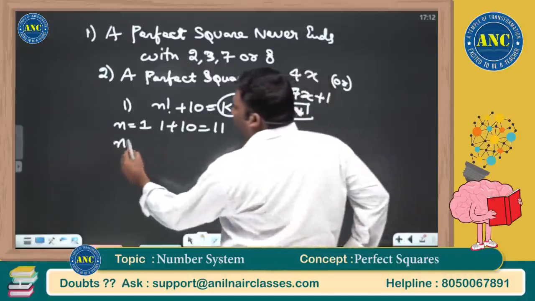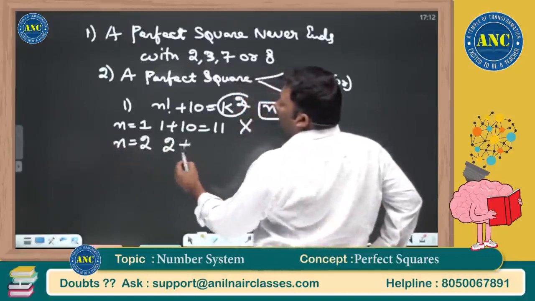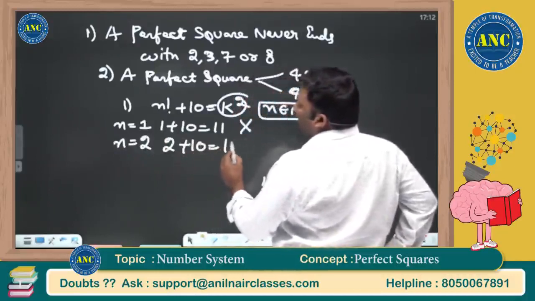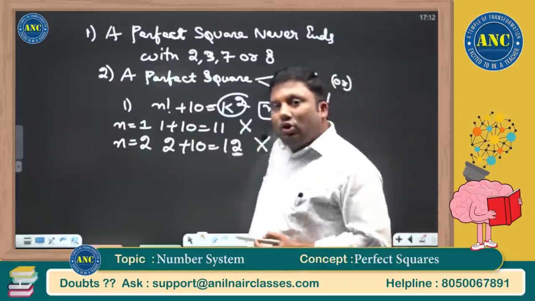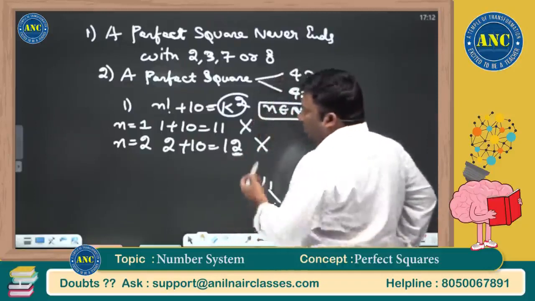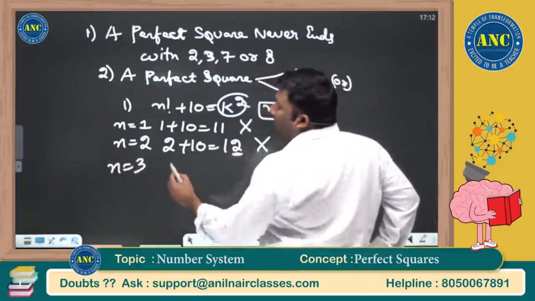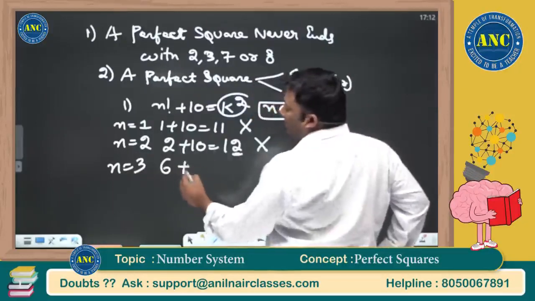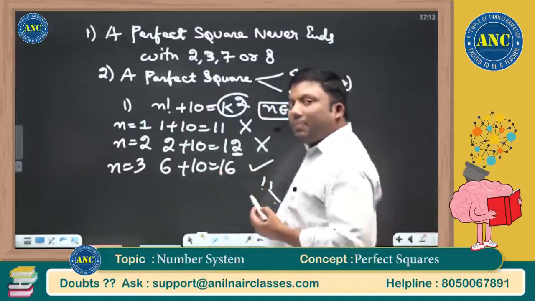n equivalent to 2. If I put n equivalent to 2, 2 factorial is 2, plus 10 equivalent to 12. A perfect square never ends with 2, 3, 7 or 8. So this is also not a perfect square. n equivalent to 3. 3 factorial is 6. 6 plus 10 equivalent to 16. 16 is a perfect square.